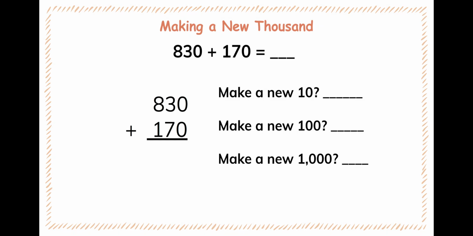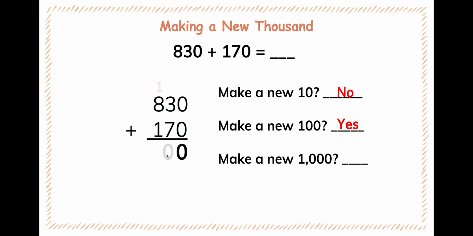Let's look at a problem that's a little more difficult. And when we do, let's be thinking about when we make a new 10, a new 100, and a new 1,000. First, I start in the ones place. 0 plus 0 is 0, so I do not need to make a new 10. I'm just going to write my 0. Now I'm going to do the tens. 3 plus 7 is 10. 10 tens makes 100. So yes, I do need to make a new 100.